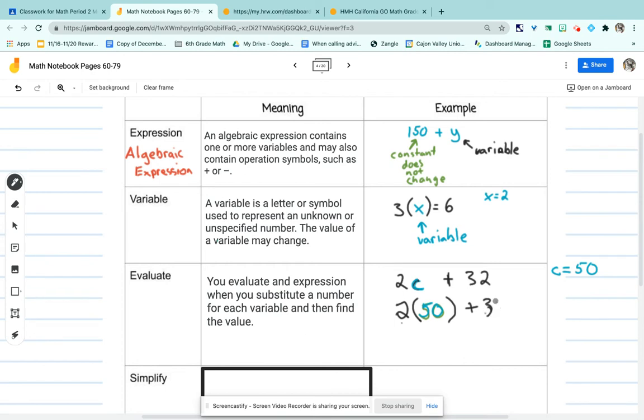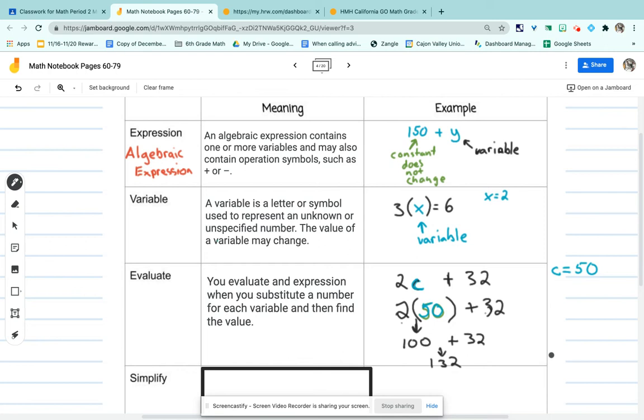So I'm going to evaluate this. We plugged the 50 in for C. 2 times 50, of course, is order of operations. We do first parentheses, exponents, multiplication, division, and then addition. So we do multiplication before we add. 2 times 50 is 100, and 100 plus 32 would be 132. All right, so we evaluated this expression.